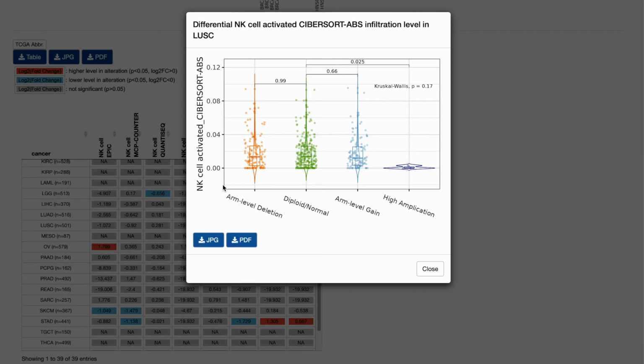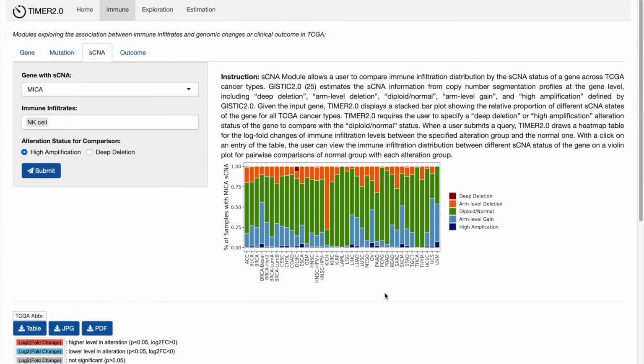As you can see, this box plot shows the NK cell infiltration estimated by the algorithm among the different samples in lung squamous cancer. From this figure, we can see amplification of MYC-A significantly decreased the NK cell infiltration in tumors, which is consistent with the study we just mentioned. And this is how we use the SCNA module in our research.